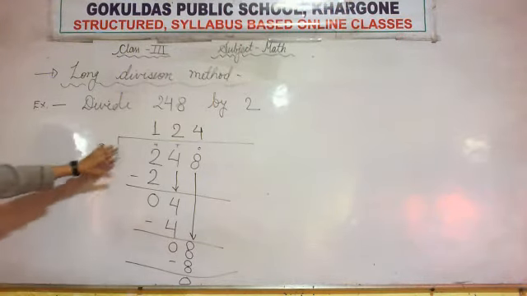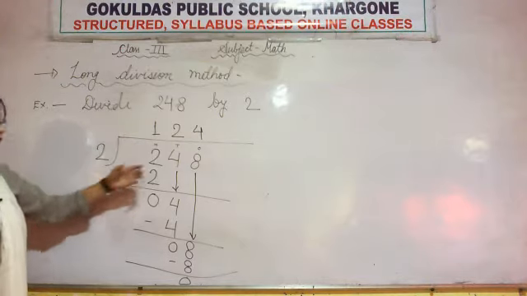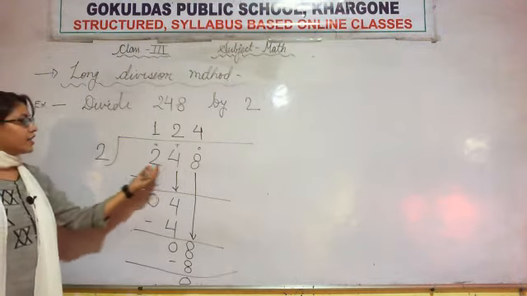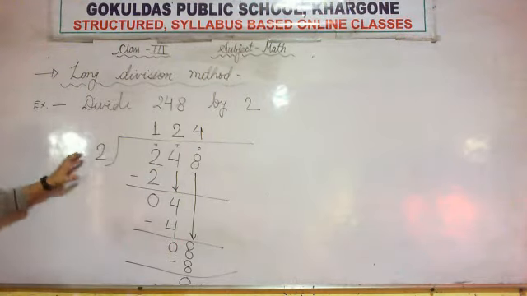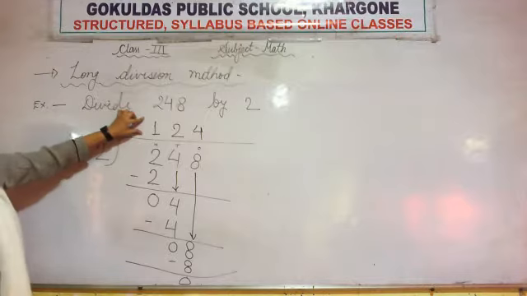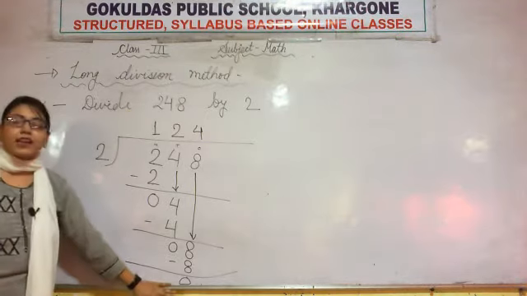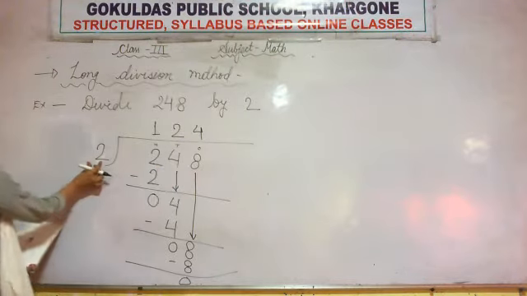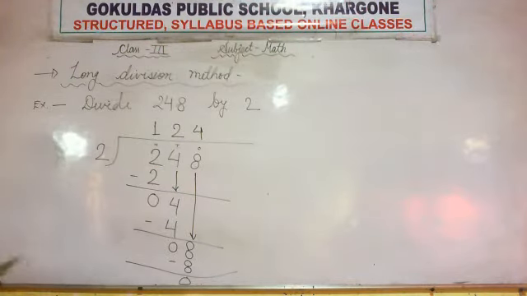So we started from the hundreds place, then tens, and then ones. Our dividend is 248, divisor 2, and we got 124 as the quotient, and our remainder is 0. So this is how we divide by the long division method. Okay students? Just remember, here we will write the dividend and here we will write the divisor.